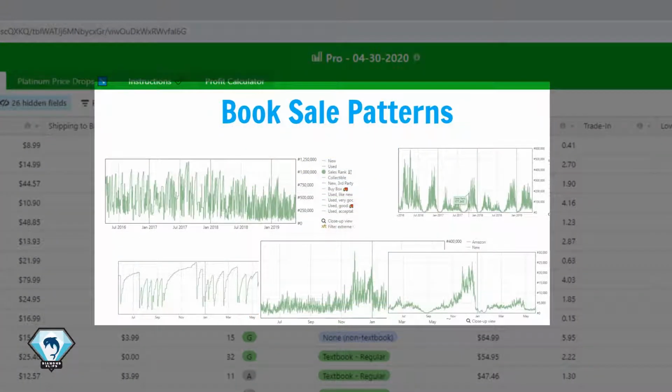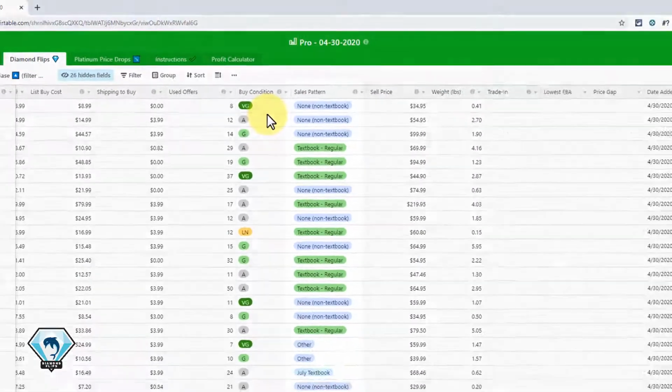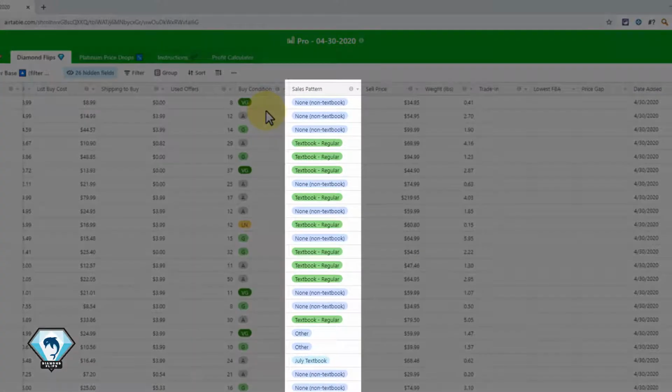So we've got 4 different sales patterns to books that we've come up with. It's either a textbook. A July textbook means that it sells more around the July, August, September time frame, and that's the most of sales it has during the year. Typically, it's around that time. Textbooks, it's usually in January, and then around the same time, June, July, or July, August, September.